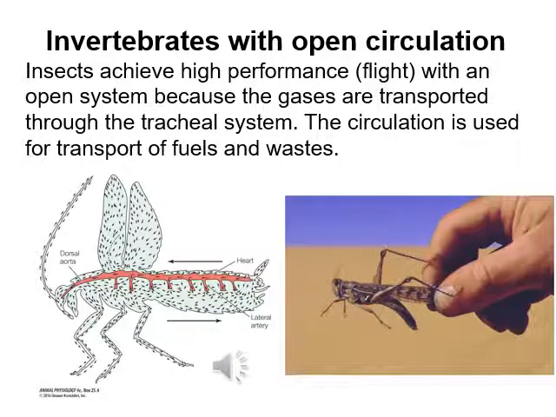Insects achieve high performance for flight with an open circulatory system because gases are not transported through the circulatory system. They're transported through the tracheal system. The circulation is used for the transport of fuels and wastes.